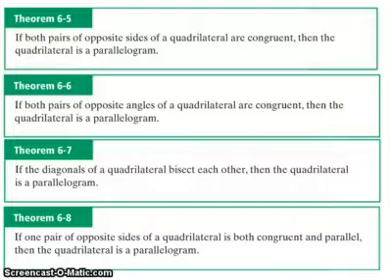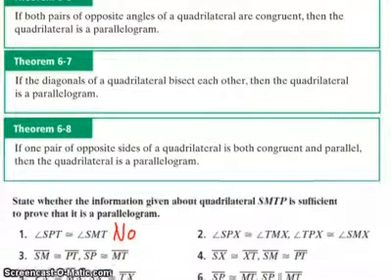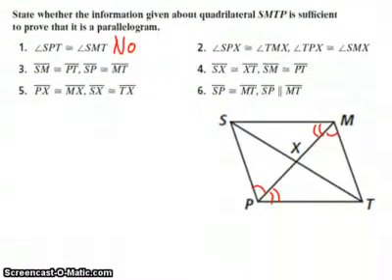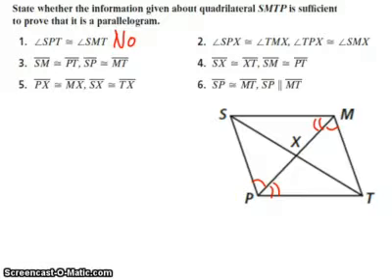Here I'm talking about the diagonals, but the diagonals need to bisect each other, so I don't see a theorem here. So I just need to think, what is necessary to prove a parallelogram is to prove that these sides are parallel. When I have this case, I have alternate interior angles. So these two, SMX and TPX, prove this side. And these angles right here, SPX and TMX, they prove that these sides are parallel.